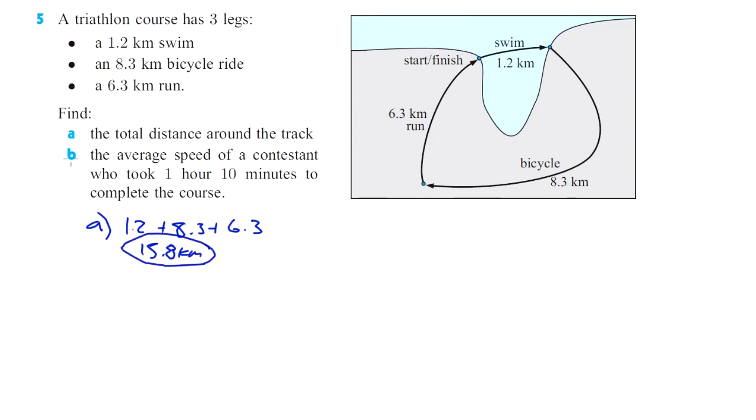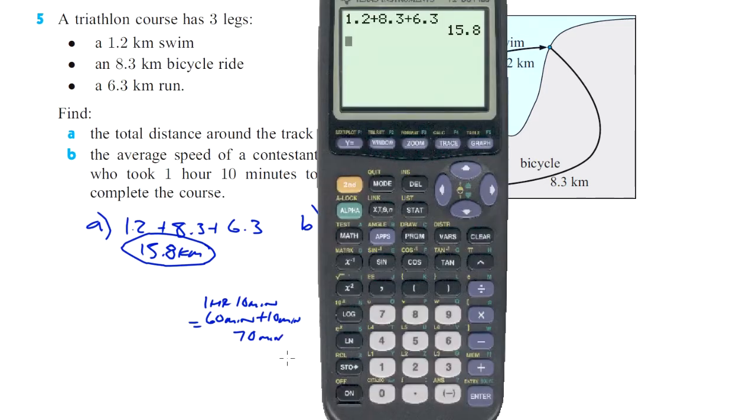Okay. And then B, find the average speed of a contestant who took 1 hour and 10 minutes to complete the course. Okay, so you know that they did a total of 15.8 kilometers. So for B, let's do 15.8 kilometers, and let's divide that by 1 hour and 10 minutes, which is the same thing as 60 minutes plus another 10 minutes for a total of 70 minutes. So let's divide that by 70 minutes.